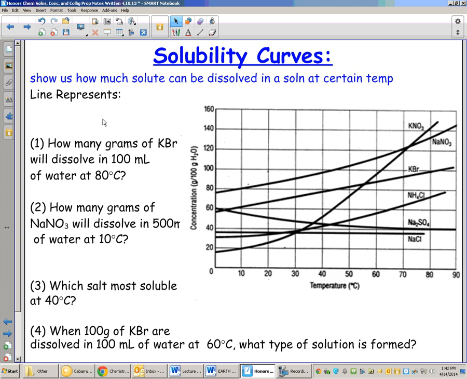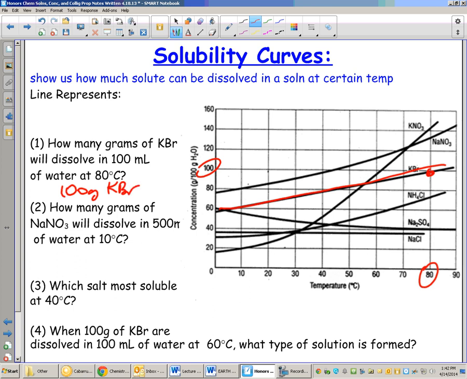So the line represents what again? Saturation. How many grams of potassium bromide will dissolve in 100 mL of water at 80 degrees C? So look at my graph. You might be able to see it on your graph too, but you can see this potassium bromide line right here, right? Cool. 80 degrees C. How much can you read from here? 100. So you're looking up at 80. I'm sorry, that line's a little higher. My drawing skills are horrible. You say 100, right? So 100 grams of potassium bromide will dissolve.